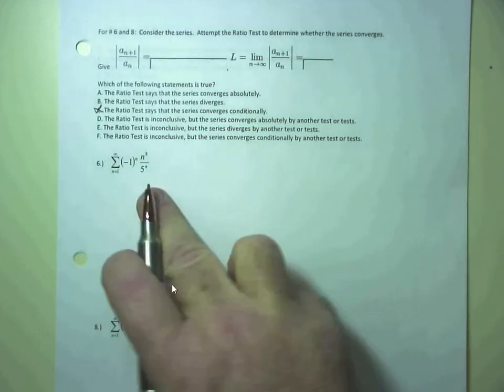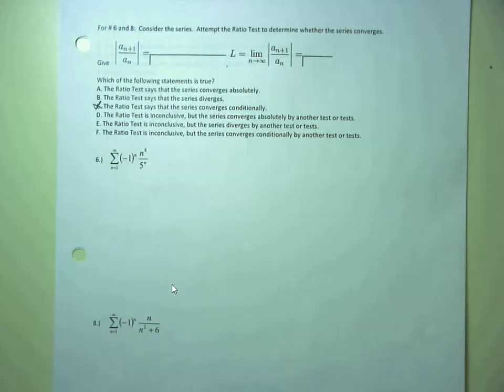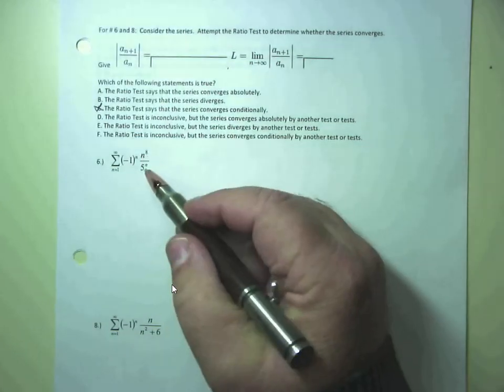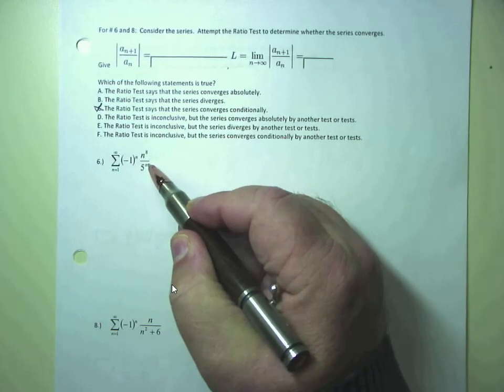So here we go. This one is an alternating series, so let's see if it's going to be absolutely convergent. I've got a number raised to a power of n, so the ratio test is a good test on this guy. Powers of n and/or factorials is when you want to use the ratio test.